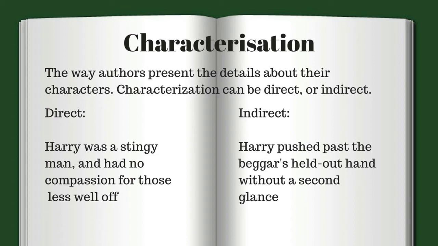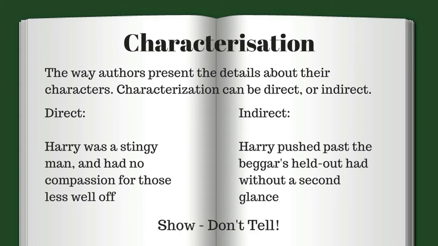Indirectly, we could say, Harry pushed past the beggar's held-out hand without a second glance. Immediately the reader can see that he's not a very nice man. He doesn't really care about the less well off. This falls in line with one of the oldest tips in fiction, which is show, don't tell. It allows the reader to become immersed in your world without being told something by the narrator. The narrator can show something, but really the narration should be just in the background and not really the main focus of the book.